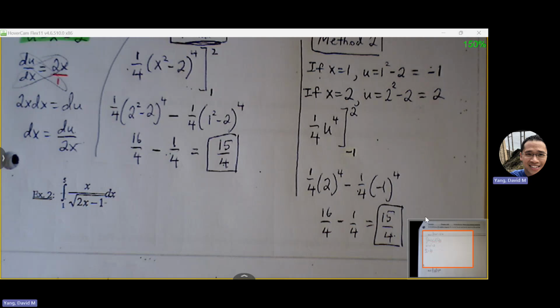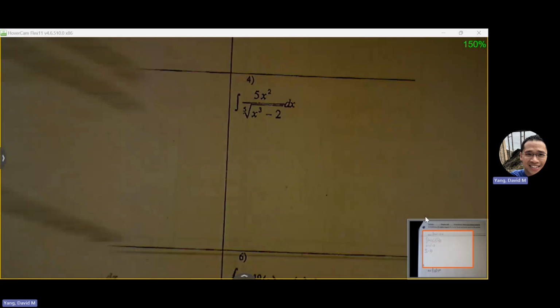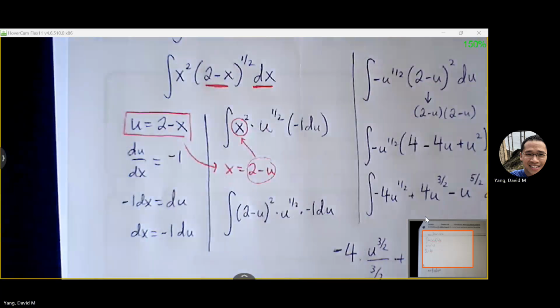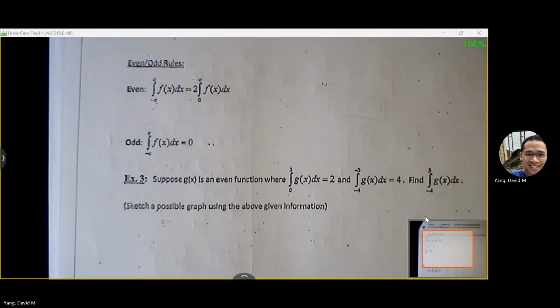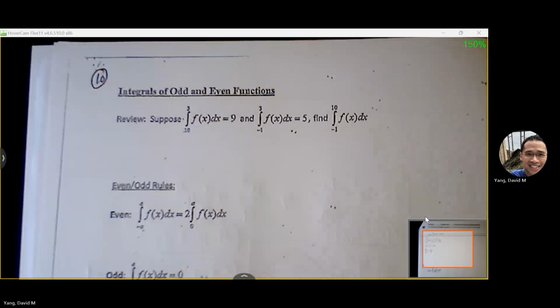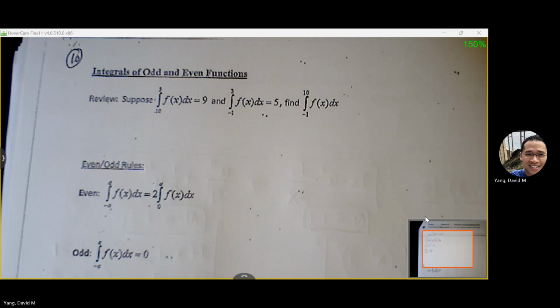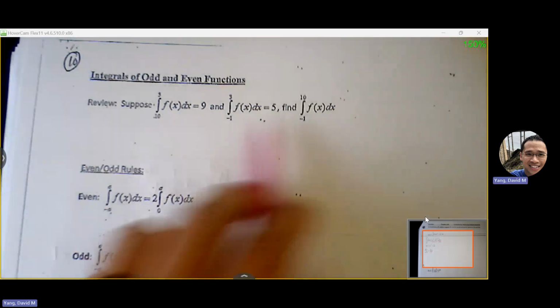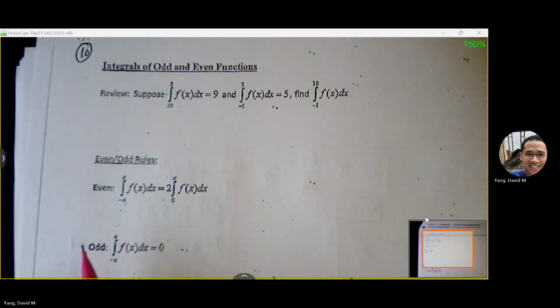Right, I'm going to save example 2 for later. The other big topic that we need to be able to do is even and odd functions. So let's see if I can go through that on page 10. The top is just review. We'll do that later. Let's go to even and odd rules here.